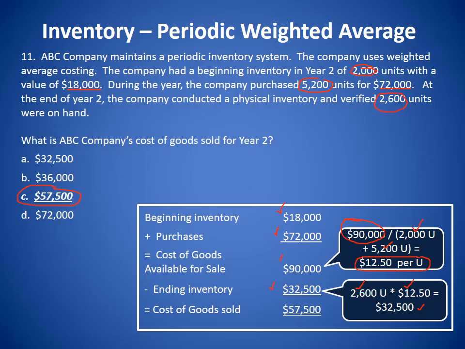So we take the total cost of goods that were available for sale during the year minus our ending inventory, and that should compute to the cost of goods that must have been sold during the year. And that's the answer to question number 11.